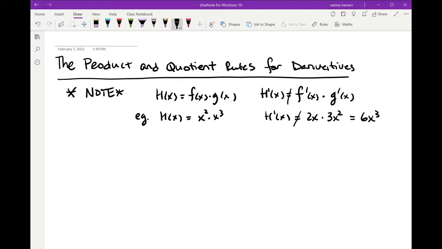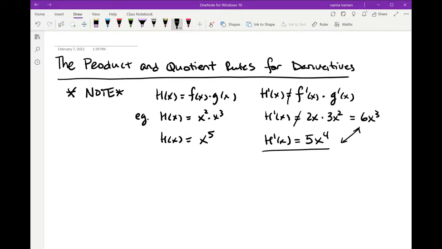So that is not the truth, because if you actually think about how h of x would work, x squared times x cubed would be x to the 5th. And if we did our little song, bring the power down, reduce the power by 1, we would actually get a derivative of 5x to the 4th, which as you can see is not equal to 6x cubed at all.